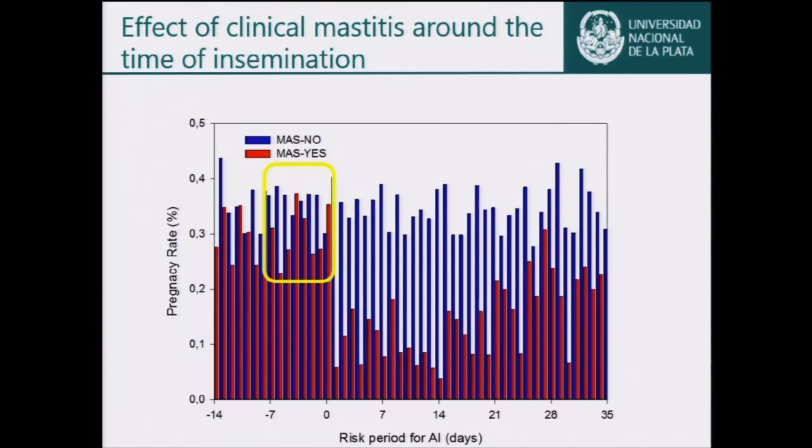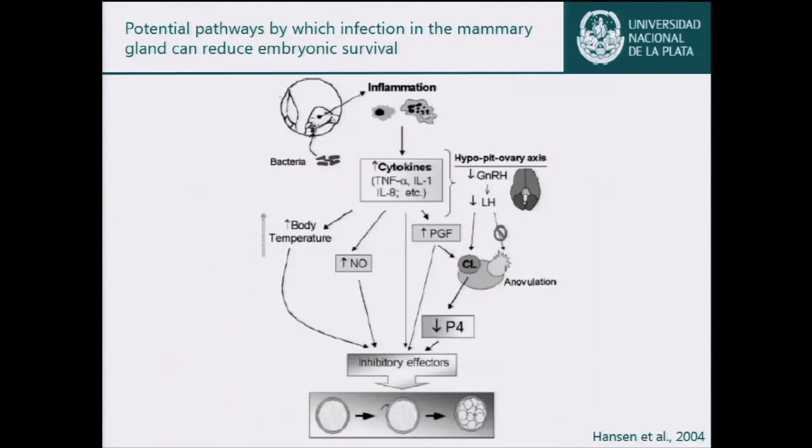Then just in the week before insemination, if they had an episode of clinical mastitis, it started to diminish the conception rate. And then you can see the big decrease in conception rate that you have here when you look at the cows in the blue lines that are the control compared to the red lines, which are the ones that have clinical mastitis. So definitely we can see here that the period here is very susceptible in terms of having clinical mastitis. And here could be some of the explanation.